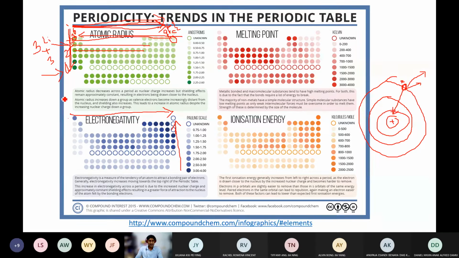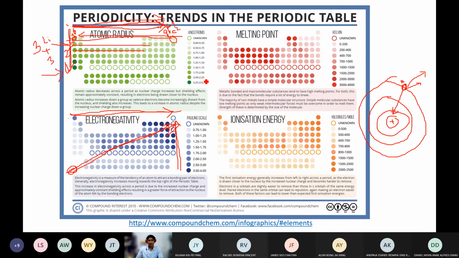So electronegativity increases from left to right and bottom to top, or it will increase diagonally when we go from the bottom left corner to the top right corner. In that way, it will increase as well. This way, the trend goes like that.